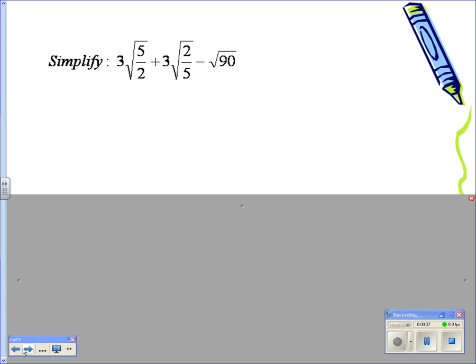For some reason, I feel like this is review. Have y'all not done these before? Just without the 90, the square root of 90? Okay. But it's basically the same thing, right? Okay.